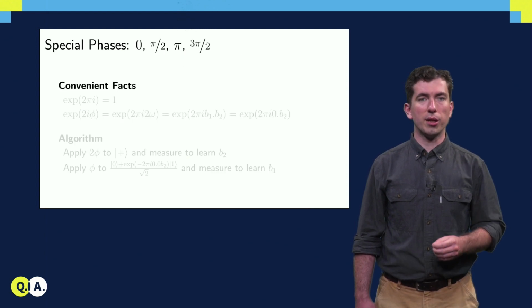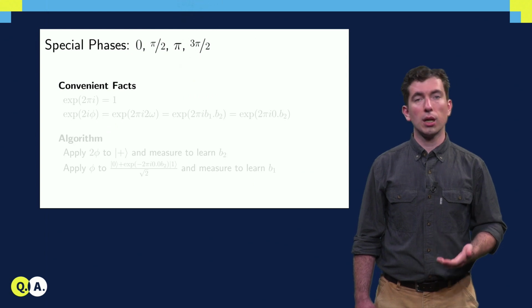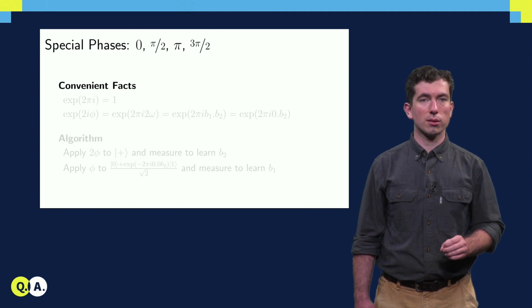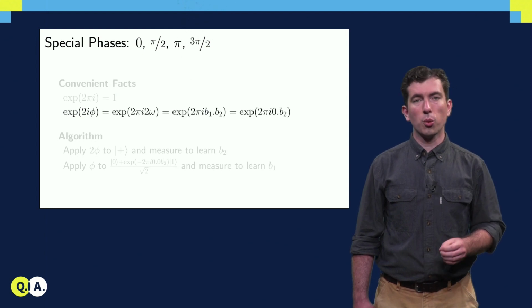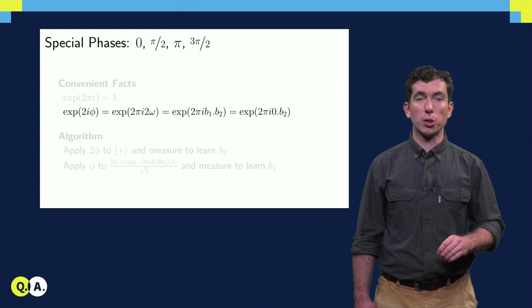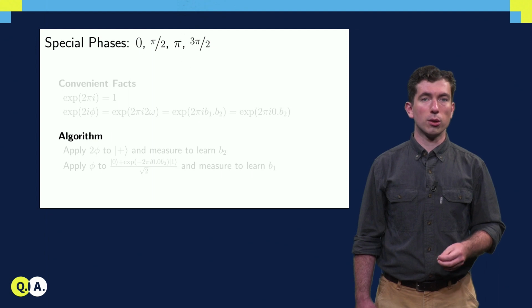Now we're ready to estimate phases that have one of four values, 0, pi by 2, pi, or 3 pi by 2. There are a few convenient facts to discuss. First, we recall that e to the 2 pi i is 1. Next, we use this fact to derive that applying the four-valued phase twice gives us a two-valued phase, which is either 0 or pi, depending only on the value of b2. This gives us an intuitive algorithm to follow to learn phases with these four values.